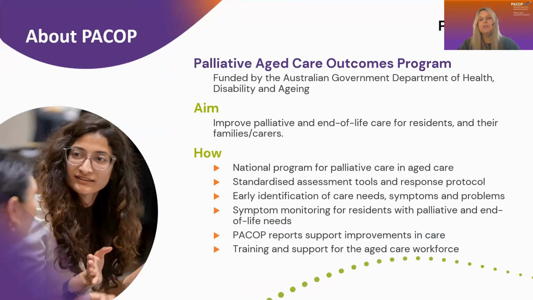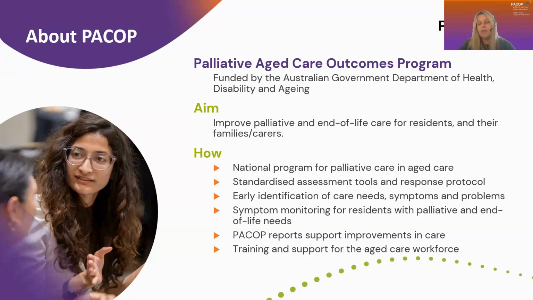So we'll start with just a little bit of a recap about PACOP, what it is. PACOP stands, for those of you that don't know, for Palliative Aged Care Outcomes Program. It's funded by the Australian Government Department of Health, Disability and Ageing, and the aim of it is to improve palliative care delivery to ensure a better death for residents, for people living in residential aged care.